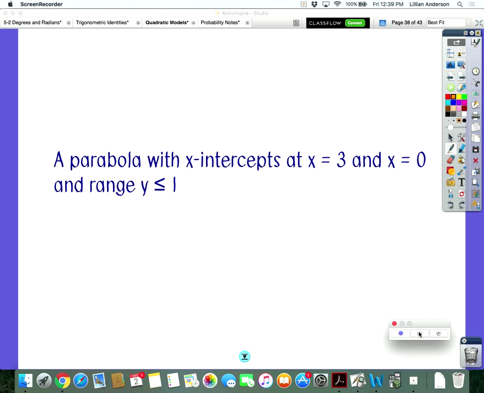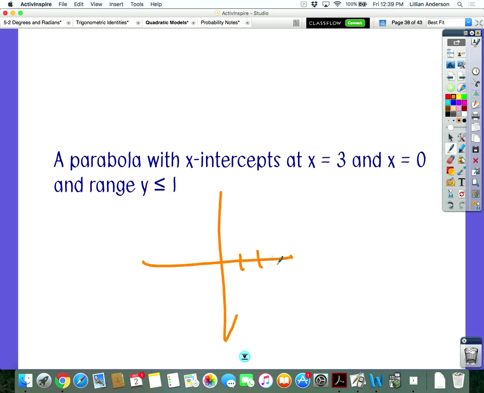With this particular one, you have x-intercepts at 3 and 0. So 1, 2, 3: 3 and 0. And it says the range is less than or equal to 1. If you think about it, we talked about this last class: the x-coordinate of the vertex, the axis of symmetry, is located halfway between the x-intercepts. So halfway between 3 and 0 is 1.5. And then it says that the range is everything less than 1. So it should have been halfway between, at 1.5, going through.